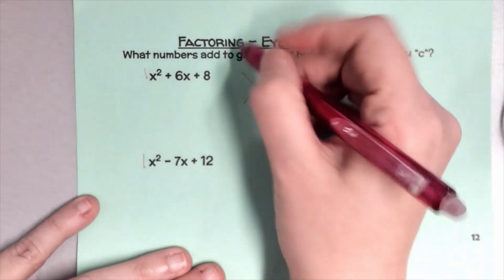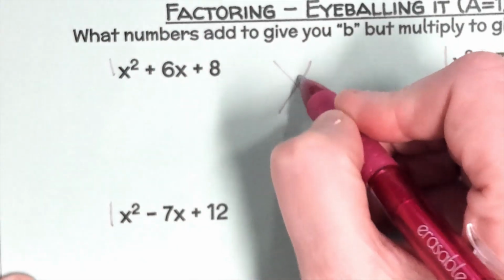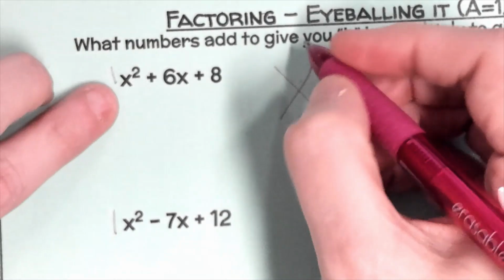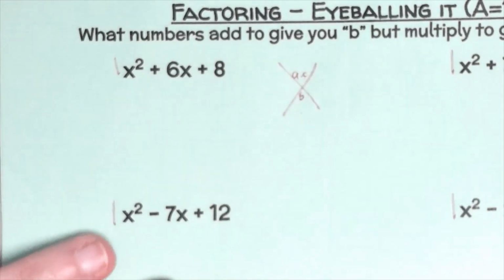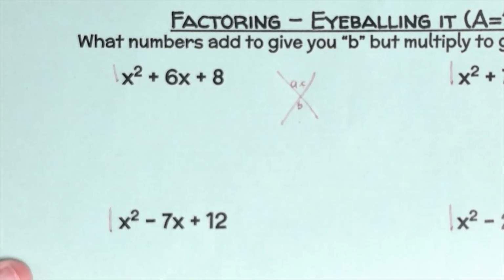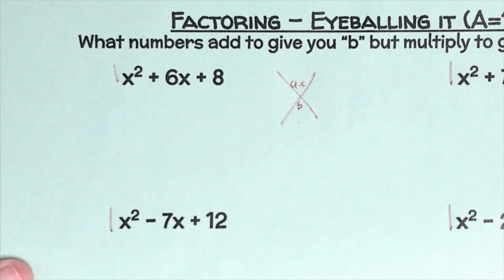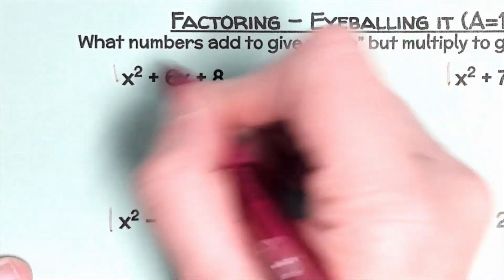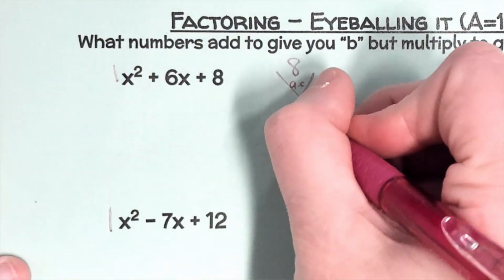Okay. So remember, when we do the big X, A times C goes up here, and B goes down here. So let me just write that real quick. You don't have to write it, but I'm just using it to show you. With this one, A times C is 8, because 8 times 1 is 8, and B is 6.